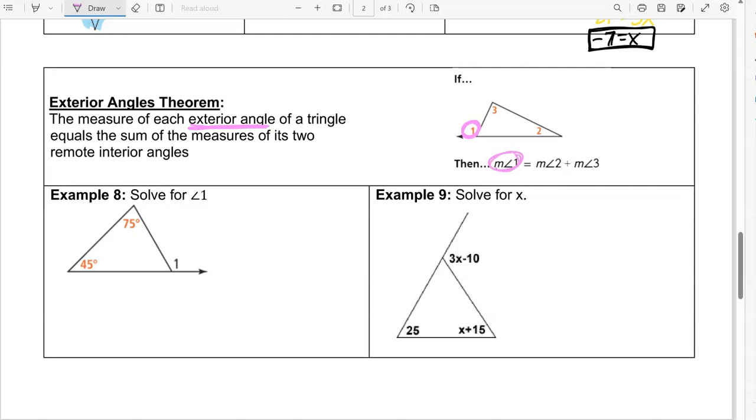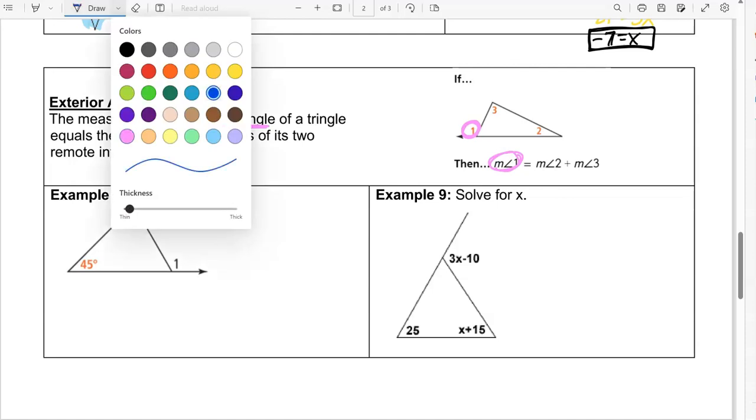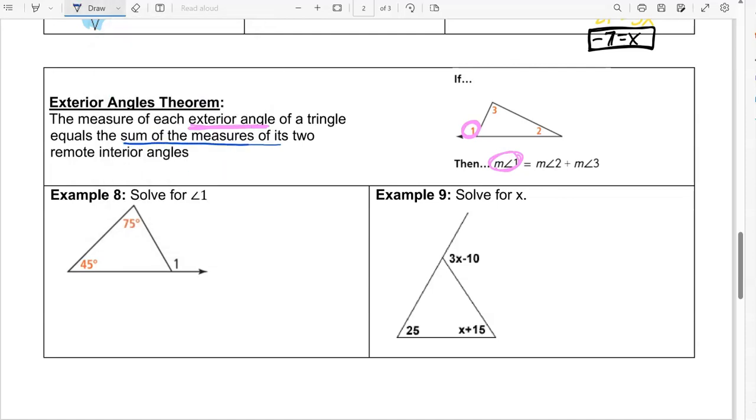Okay, your exterior angle of a triangle equals the sum of the two remote interior angles. Remote interior angles are the two angles of the triangle that are farthest away from angle 1. So that is looking at these two angles right here, angle 2 and angle 3 in our picture.